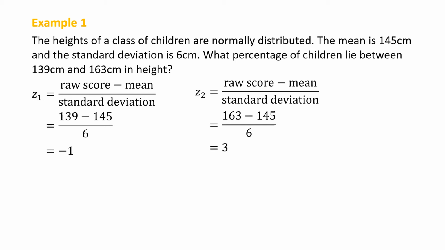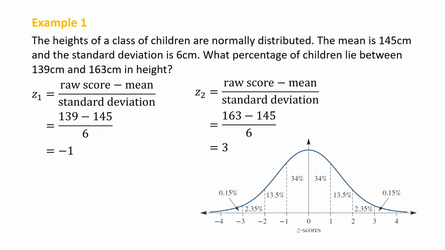So we want to know now, when we say the percentage between 139 and 163 centimeters, it's the percentage between -1 standard deviation and +3 standard deviations. So if we bring up our normal distribution curve from before, we want all of the percentages between -1 and +3. So if I shade that area in there, that's everything from -1 up to +3.